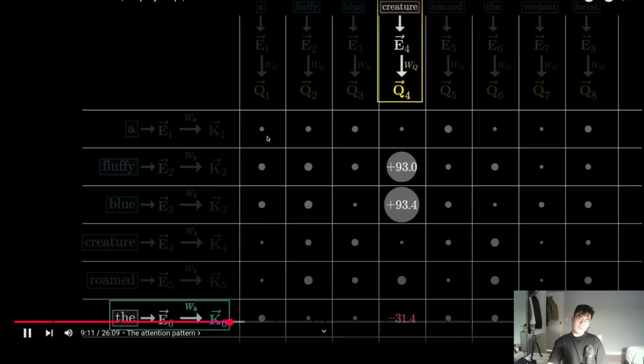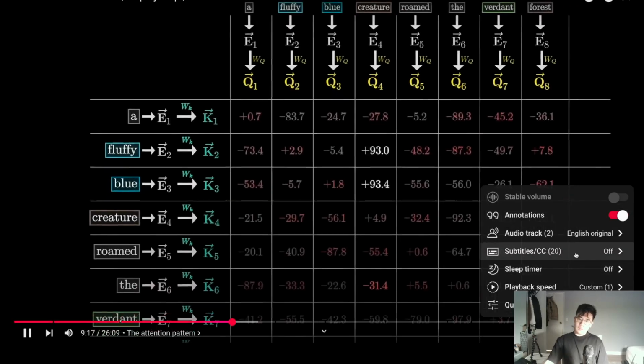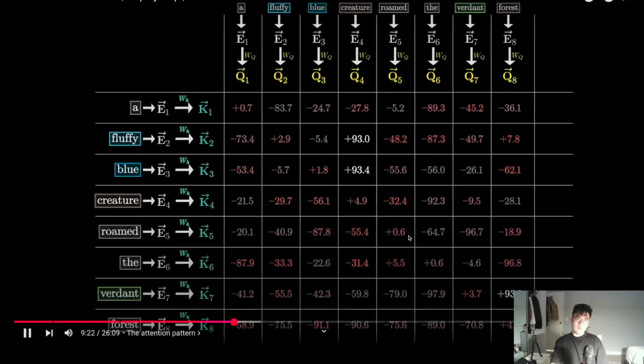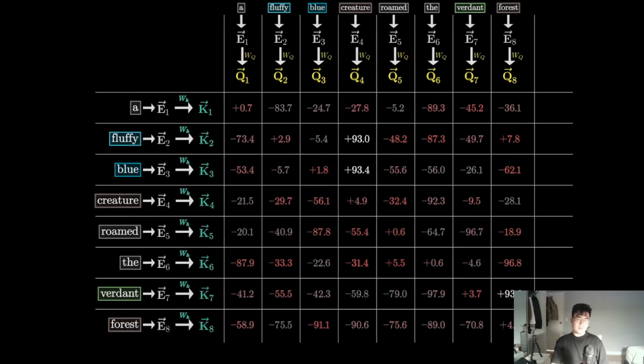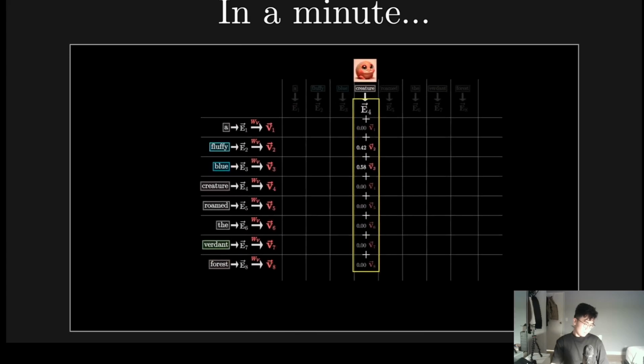And the query for creature would be some small or negative value that reflects that these are unrelated to each other. So we have this grid of values that can be any real number from negative infinity to infinity, giving us a score for how relevant each word is to updating the meaning of every other word. The way we're about to use these scores is to take a certain weighted sum along each column, weighted by the relevance.